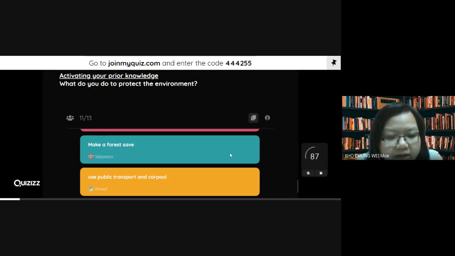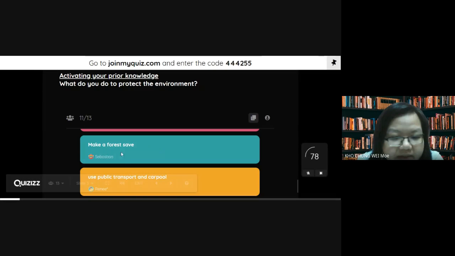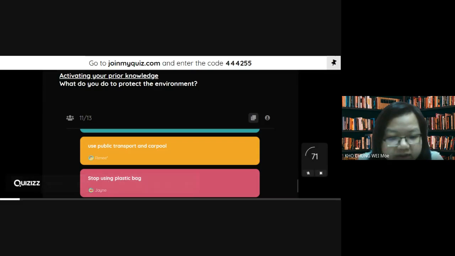Okay, Sebastian, say "make the forest safe." That's right, Sebastian. You can save the forest or make the forest safe. Then if you say "make the forest safe," the word "safe" should be S-A-F-E. But that's right, to save the forest.